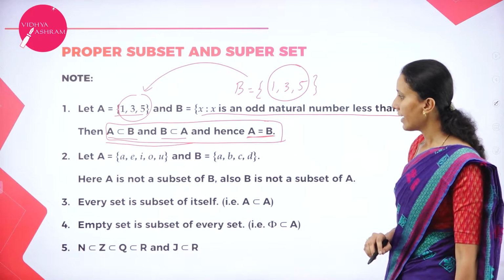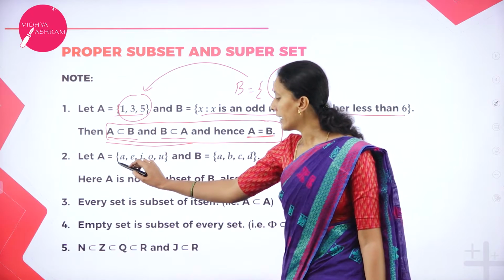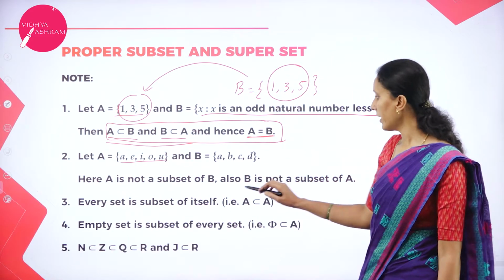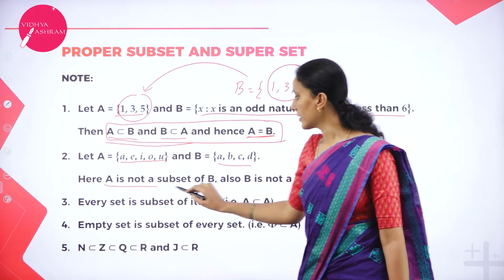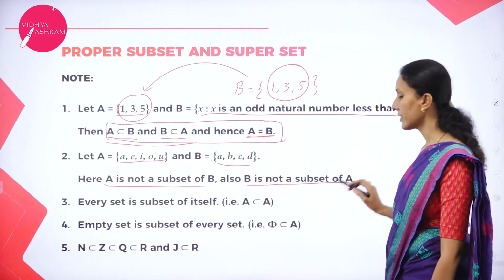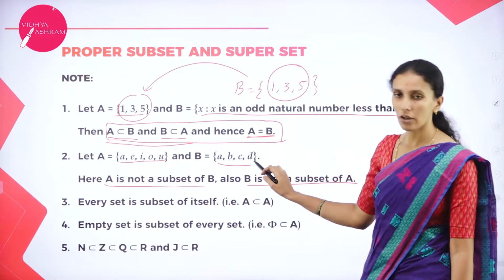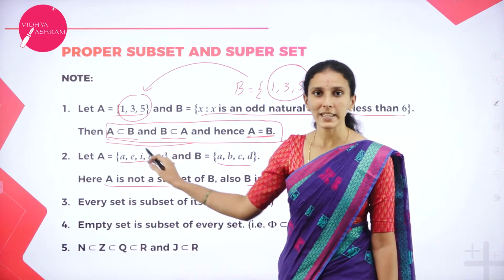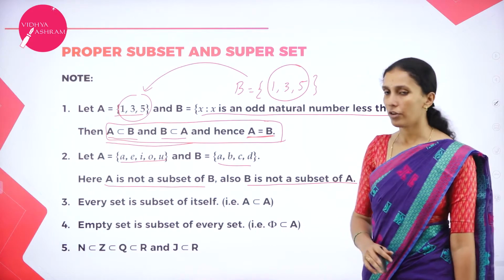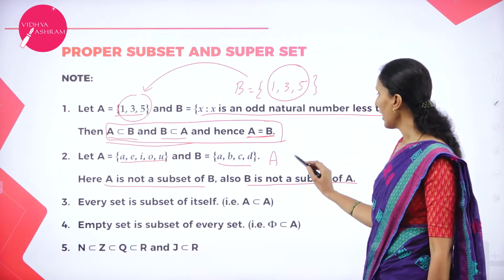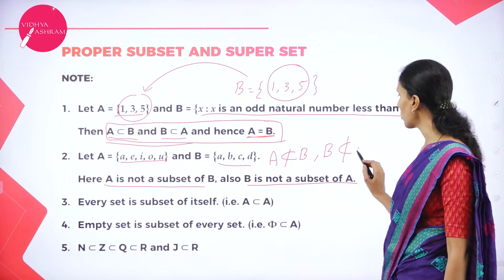Second example: A is {a, e, i, o, u} and B is {a, b, c, d}. Here, neither are all the elements of A in B, nor all the elements of B in A. So A is not a subset of B, and B is not a subset of A. You can find only the element a in B, not the other elements. Similarly, except a, there is no b, c, d inside A. So A is not a subset of B and B is not a subset of A. Symbolically, we can write A is not a subset of B, and B is not a subset of A.